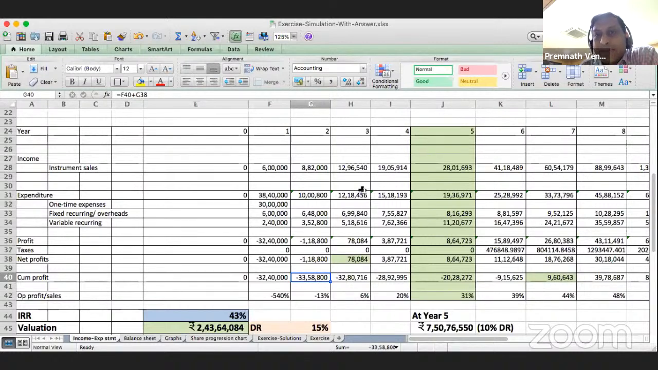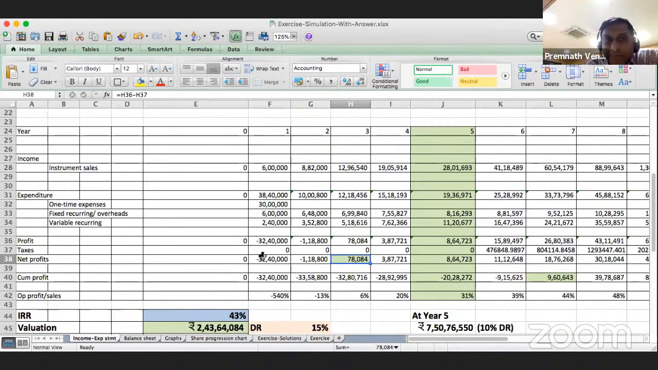Next year, you find you're profitable. So the first 2 years, you're in loss. Next year, you have started becoming profitable. You can see the profits are positive. That means the income exceeds the expenditure, and that has begun. And the cumulative profits, or in this case, loss, is decreasing, right? From 33.58 lakhs, it is decreasing to 32.80 lakhs because you started making some profits.